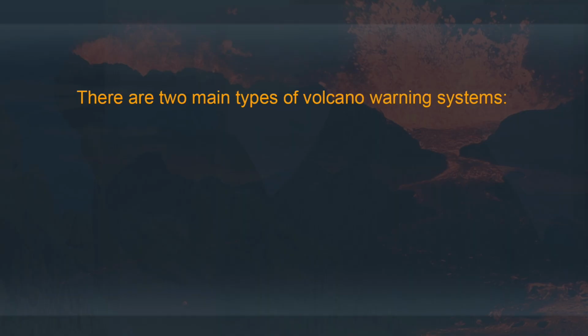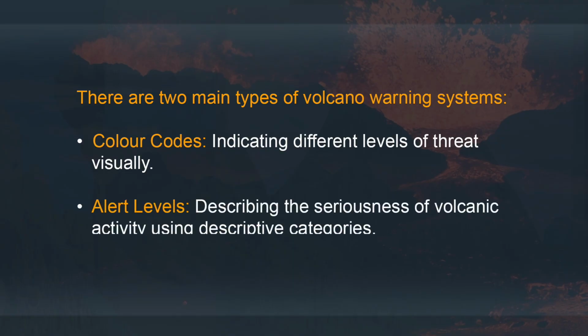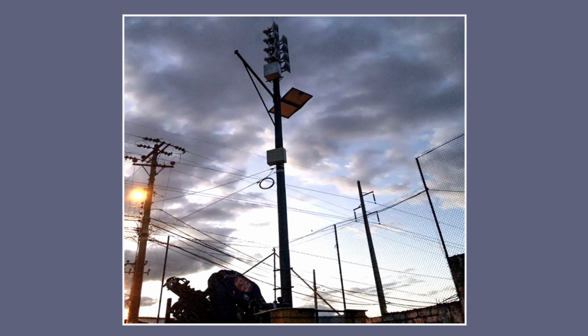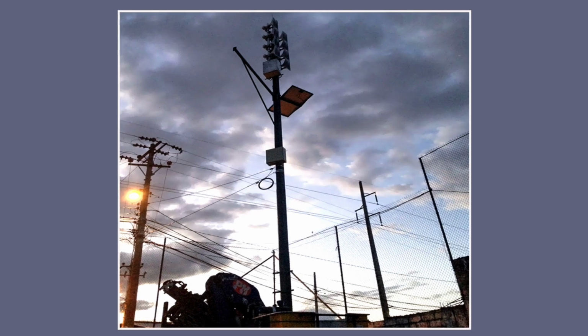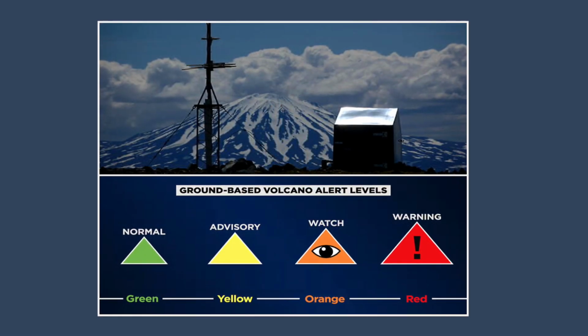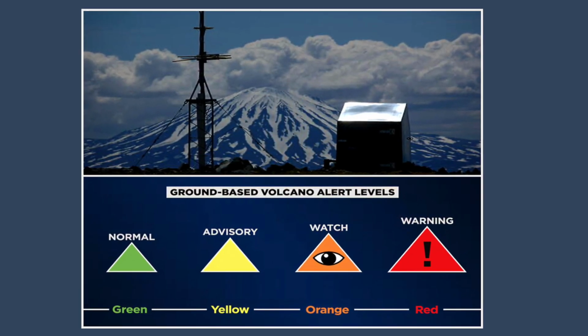There are two main types of volcano warning system. Let us see. First one is color codes, that is indicating different levels of threat visually. The second one is alert levels, which describe the seriousness of volcanic activity using descriptive categories. Each volcano may require a unique warning system, and the same warning scale may not be suitable for all the volcanoes. The Alaska Volcano Observatory uses the following color codes. Let us see those colors.